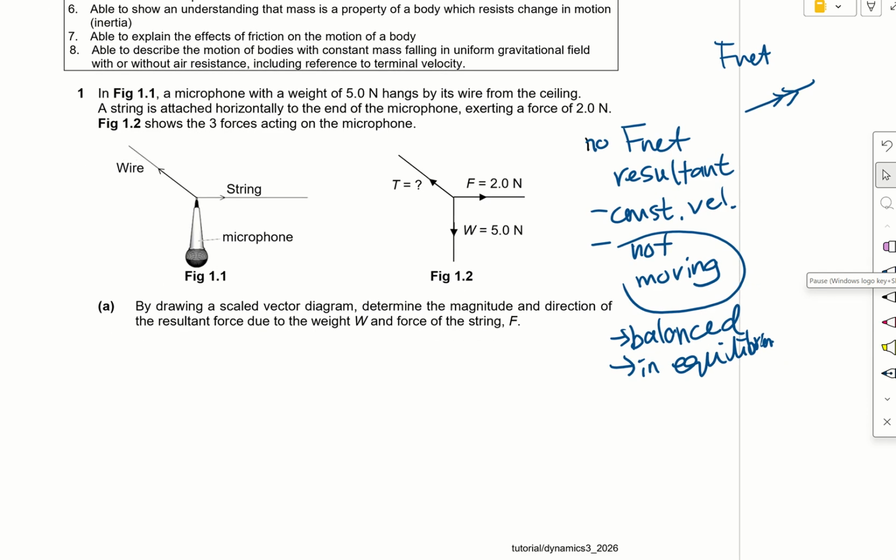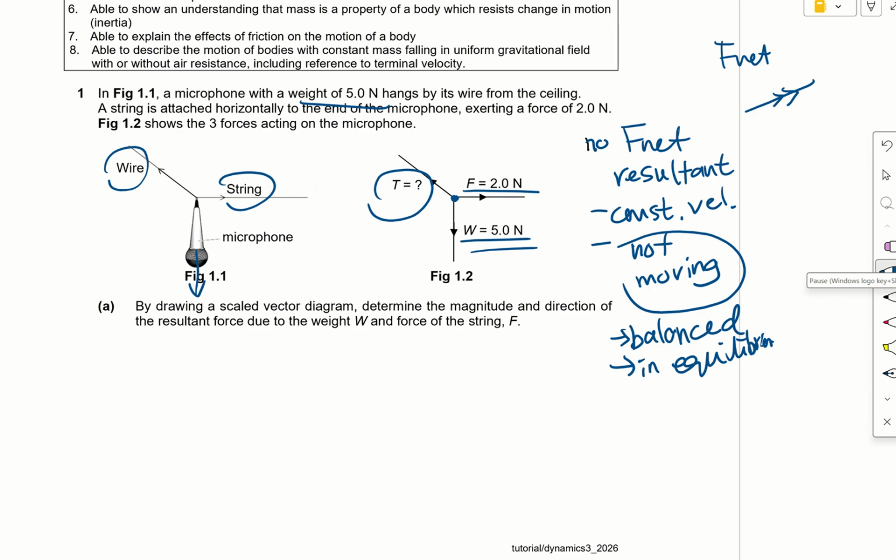Okay, so in figure 1.1, a microphone with a weight of 5 Newton hangs by its wire from the ceiling. A string is attached horizontally to the end of the microphone, so this is the string, exerting a force of 2 Newton. And figure 1.2 shows the 3 forces acting on the microphone. So there is a wire, and the weight is definitely pointing vertically downwards, so we have it here. Then we have force F, which is 2 Newton, and also there will be a tension force acting on the microphone. So you don't need to draw the whole microphone, you just need to start off with either a cross or a dot.